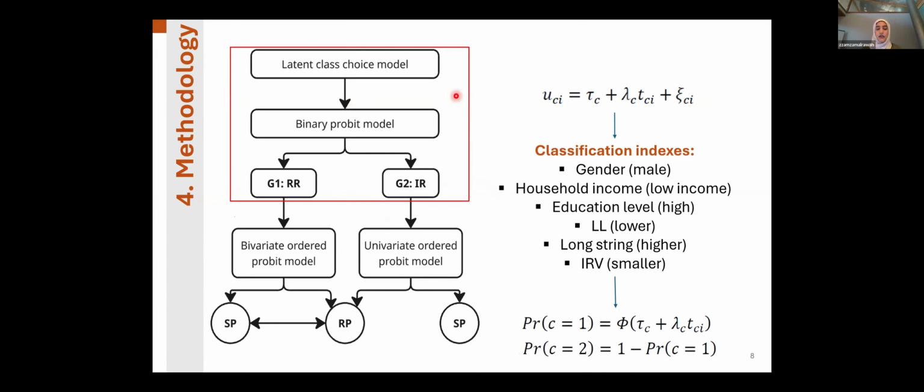This is the utility function used for the latent class modeling. And the classification indexes we have used are basically two types. The first one is using sociodemographic characteristics of the respondents. And I'm using three indexes here: the gender, that was dummied for males, the household income dummied for low income, and the education level dummied for high income. And this category of three indexes is used to capture the content responsive bias.